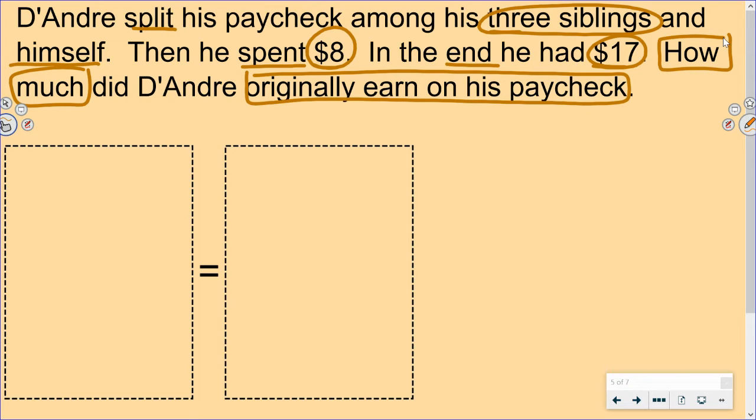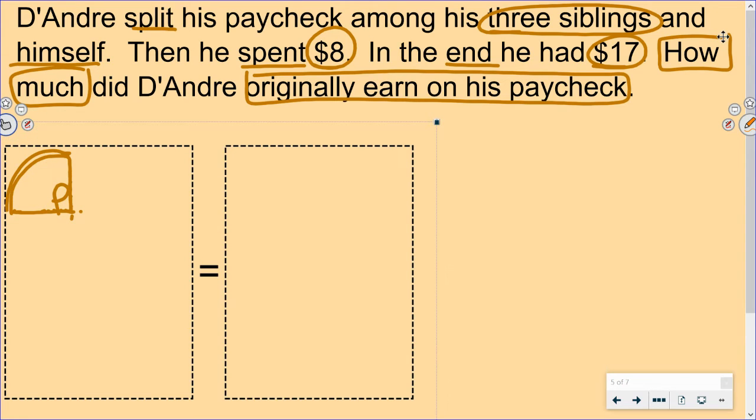So listen, when I go to draw a picture of this, I'm imagining his paycheck. But look, he's splitting it up. Let's see, he's splitting up 3 siblings and DeAndre. That means 4 parts. So I can imagine cutting this paycheck up into 4 pieces. So we don't have a full envelope of money. We don't have a full paycheck. We have part of that P paycheck. I should have put P over to the side, but that's all right.